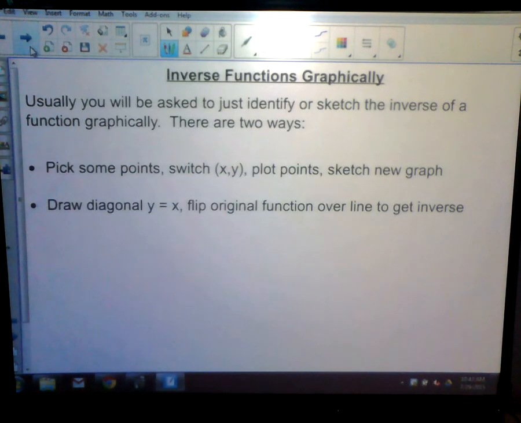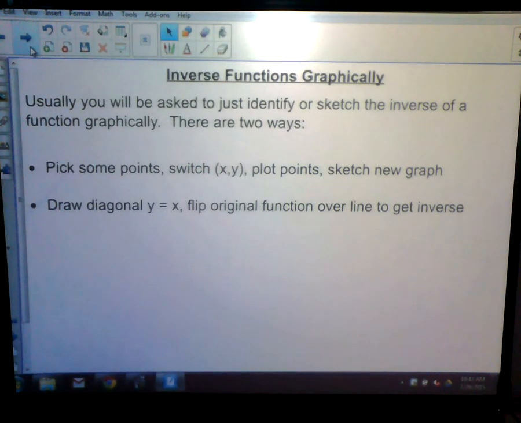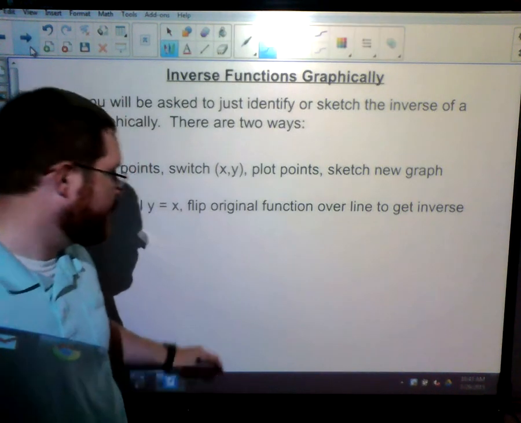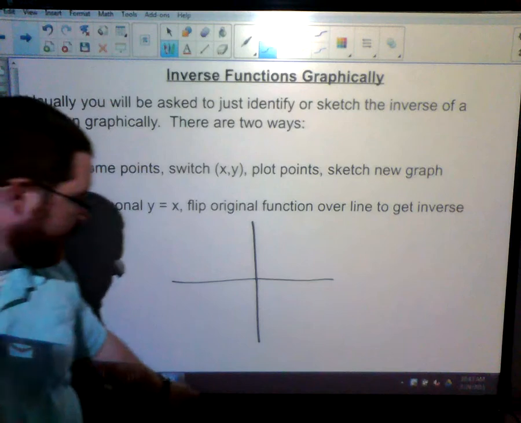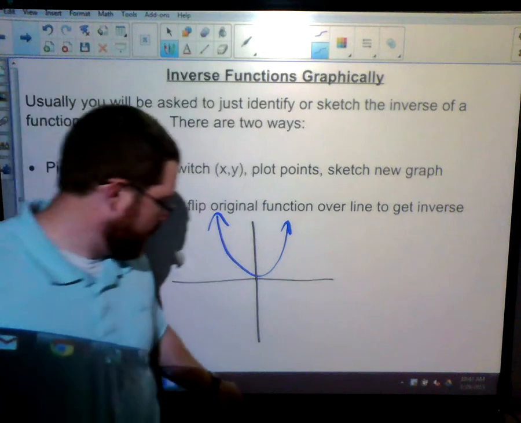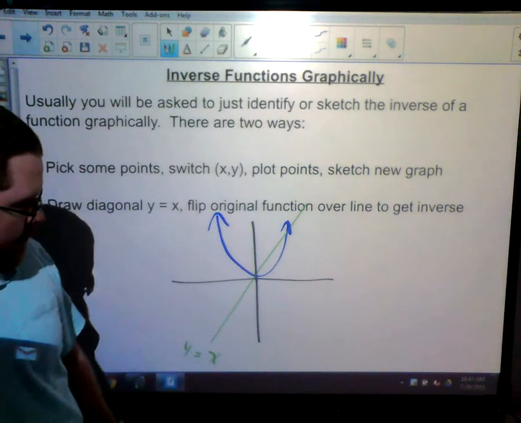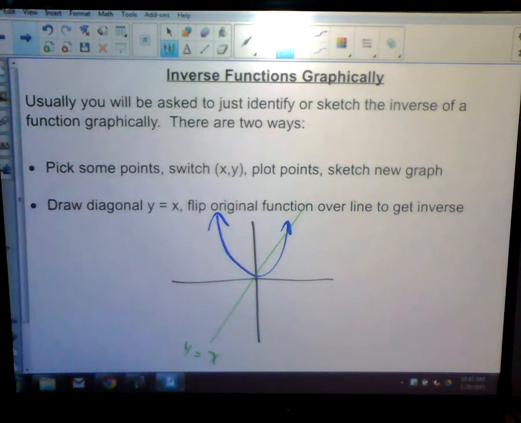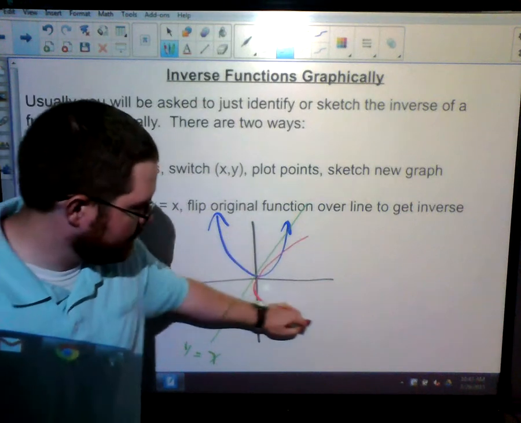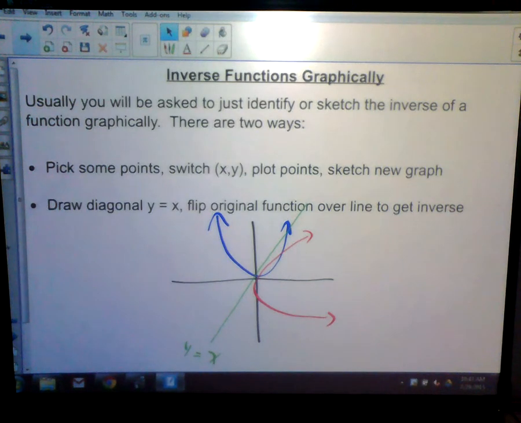Show something inverse graphically. Usually you'll be asked to just identify or sketch the inverse of a function graphically, and there are two ways. You could pick some points, switch the x and y, and then plot the new points. Or you could draw a diagonal and flip the original graph over the line to get the inverse. Let me give you a really basic example. Here's a parabola. Here is the diagonal y equals x. If I flip that over that diagonal, I would get a parabola that looks like this. So the blue parabola and the red parabola are inverses of each other.